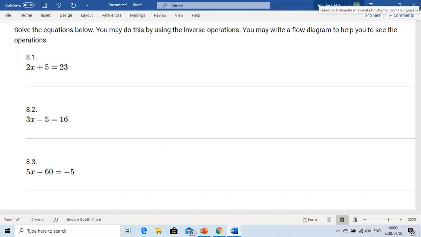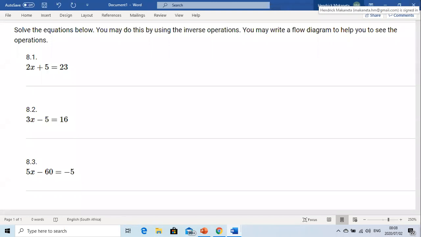Charlton, I see your work there, but I don't see your answer. I just see the equation. And Tando as well found 9 in the first one. Yes, Tando, I agree with you fully. Charlton has got 7. I want you to explain how you got 7.